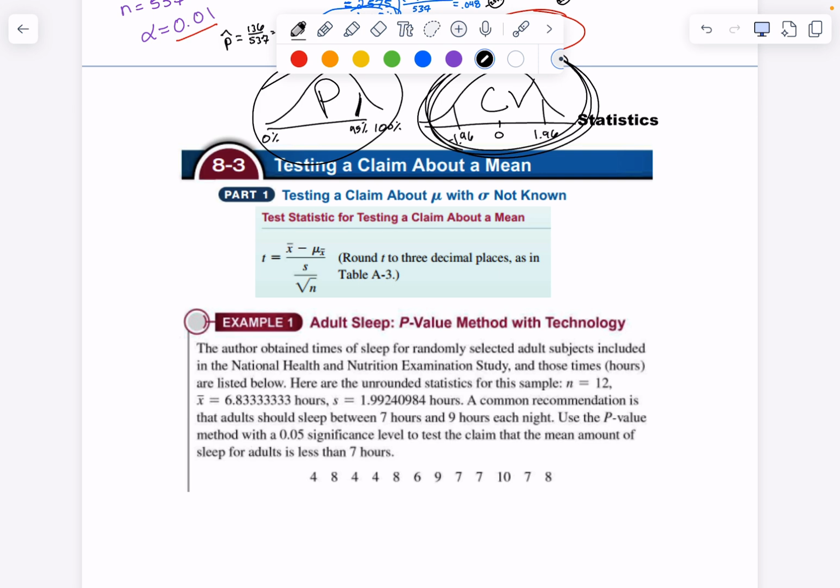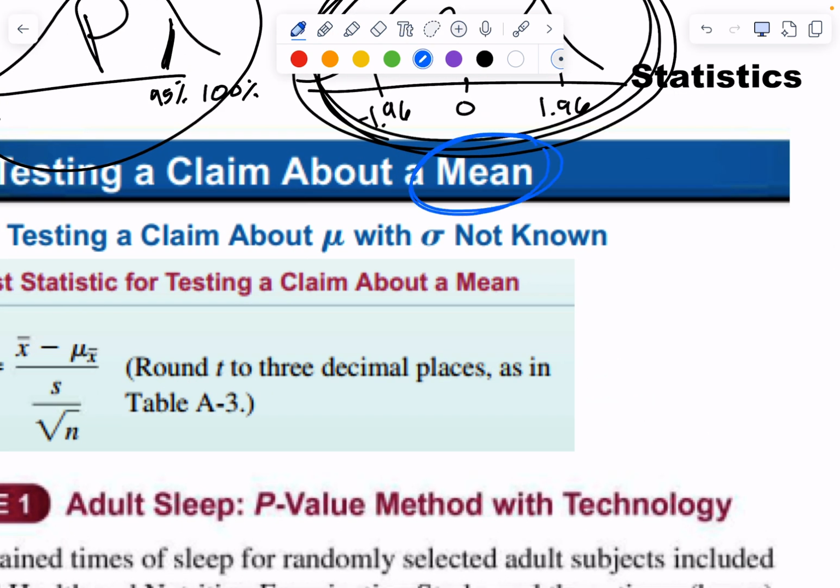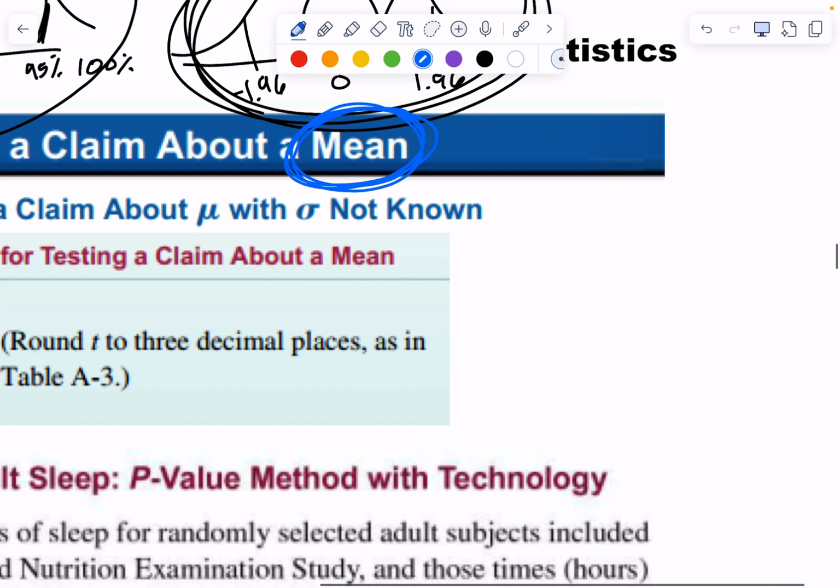We're doing a little bit in 8.3. 8.3 is very similar to 8.1 and 8.2, except instead of doing a proportion, you're doing a mean. What does mean mean? What two variables do we use for mean? Mu and x bar. Okay, which one is which?